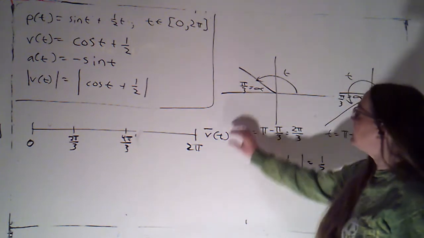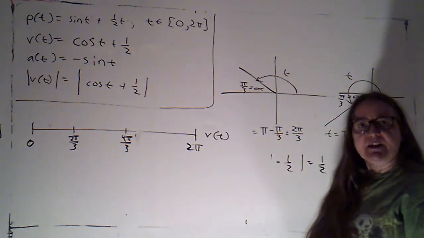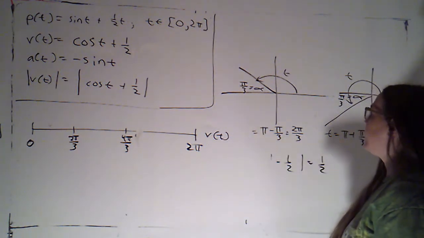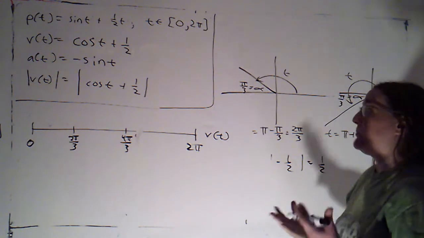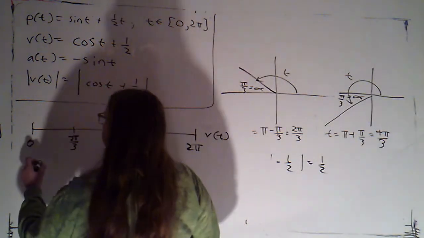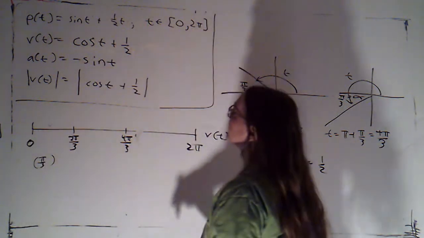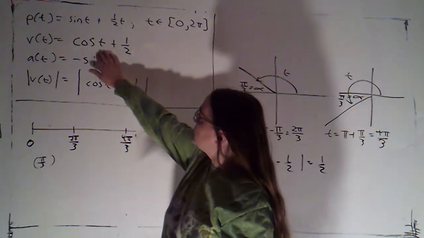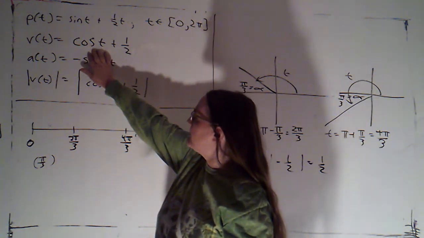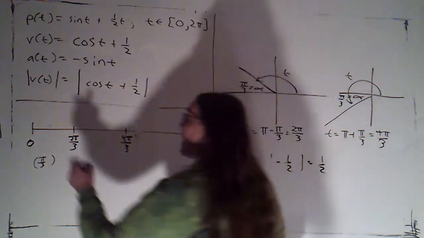Okay, but I want to see the plus or minus sign of the velocity over these time intervals. So I need to just pick a test number. Let's see. I'm going to just pick, I think here, 1 copy of pi over 3. If I plug that into my velocity function, cosine of pi over 3 is 1/2, plus 1/2. That's just 1. That's positive.